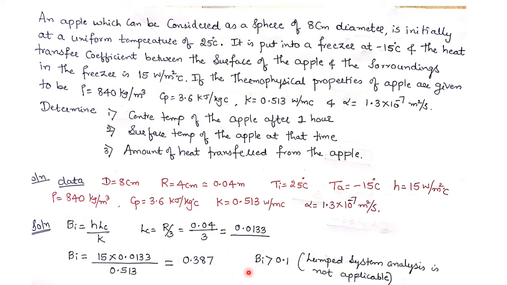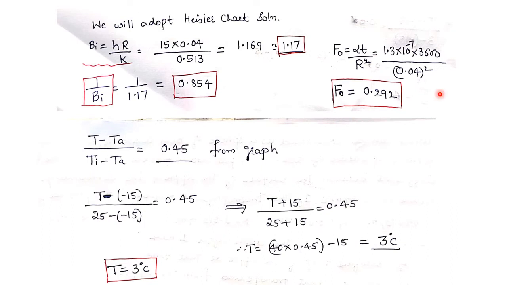So here the Biot number is greater than 0.1. When the Biot number is greater than 0.1, the problem cannot be solved by using lumped system analysis. Such problems are solved by using the Heisler chart. So we'll adopt the Heisler chart solution for such problems.